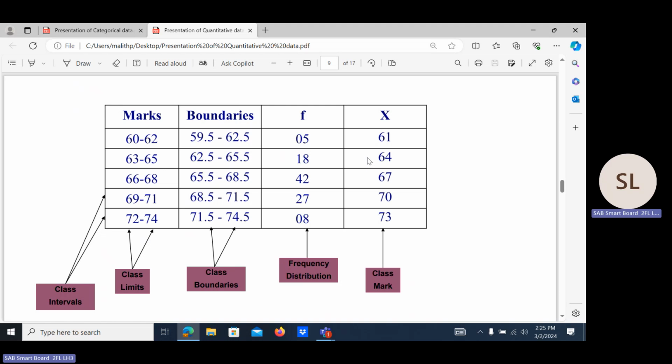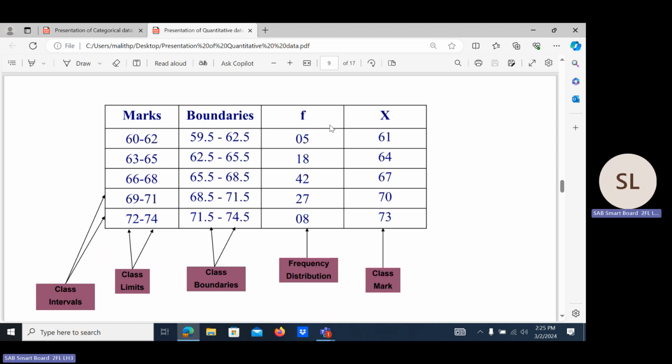Then how to calculate the class mark? The class mark is the midpoint of the class interval. We can add the lower and the upper limit together, then divide by 2. We can say it's the midpoint of the class interval. Understood? Then we look at why we need to take the class mark. What is the reason for that?